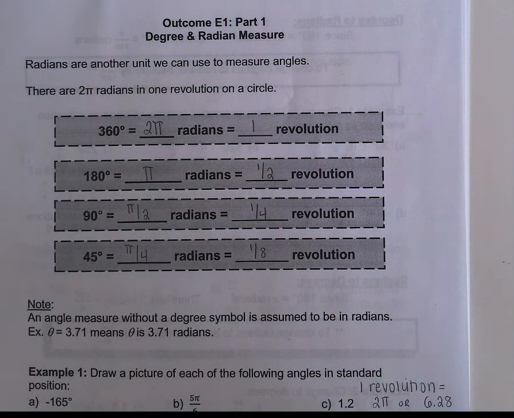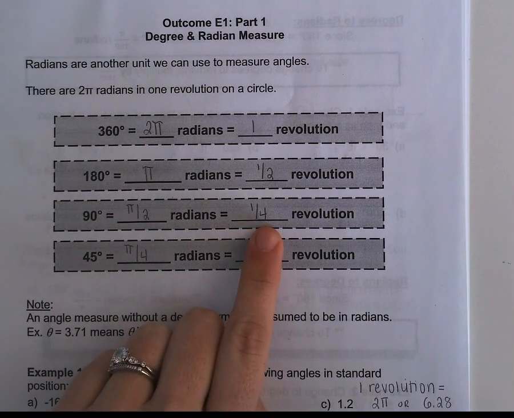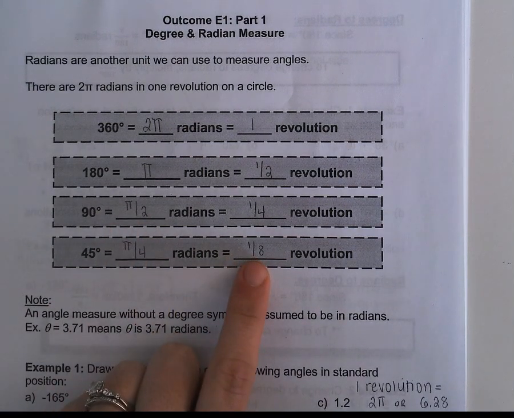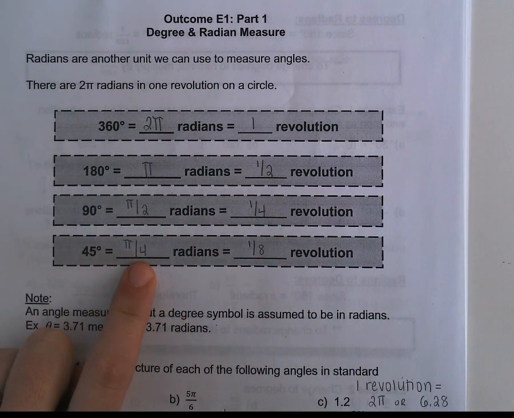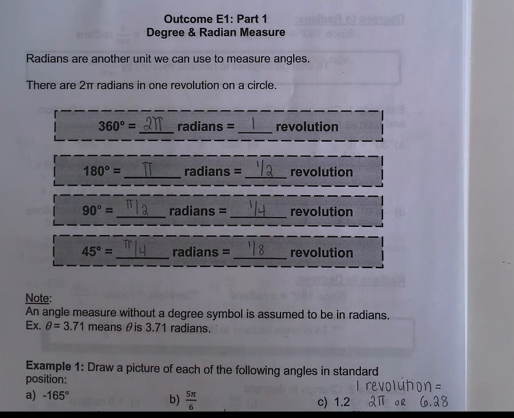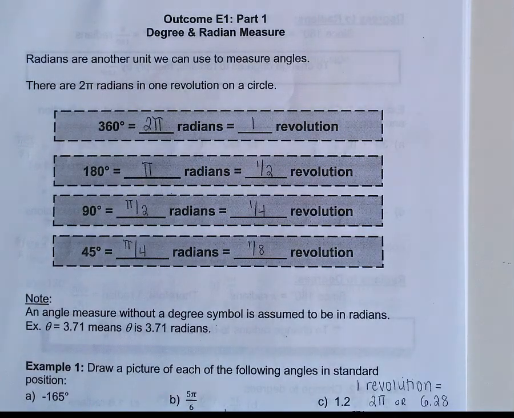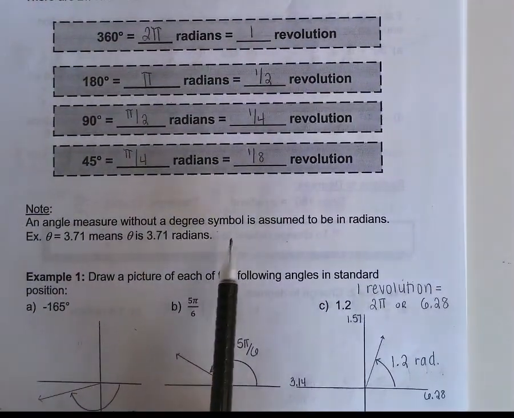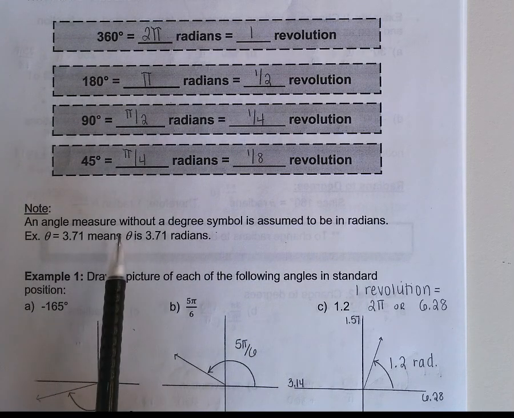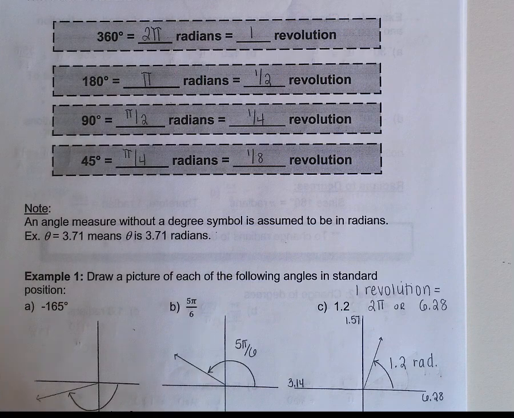And I can keep dividing that up. If I wanted to do a quarter of a revolution, or 90 degrees, that's going to be pi divided by 2, or 3.14 divided by 2. And if I wanted to do an eighth of a revolution, I could take pi and divide it by 4 to get the equivalent of 45 degrees. If we look at some examples, one thing to note, and this is a good thing to remember, is that if an angle measure is given and there's no degree symbol, you can assume that it's in radians.